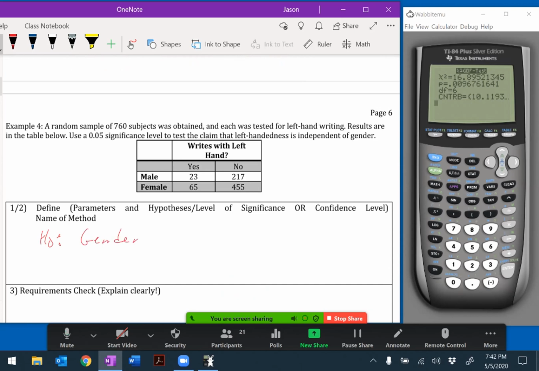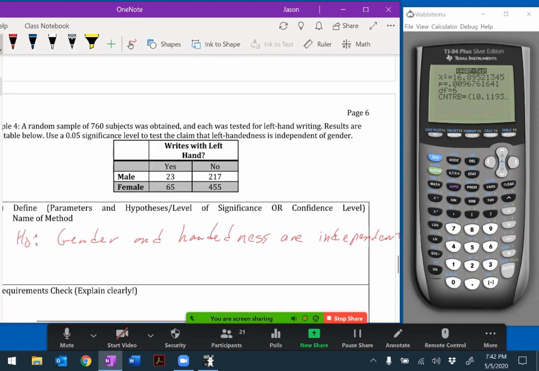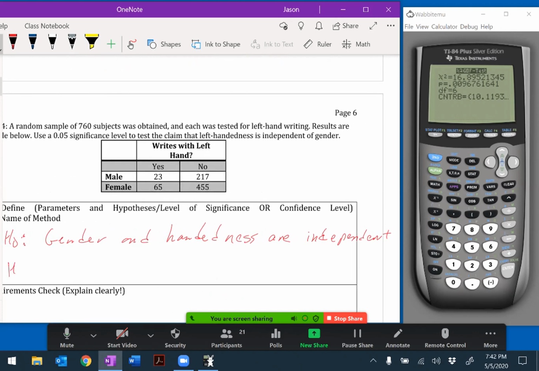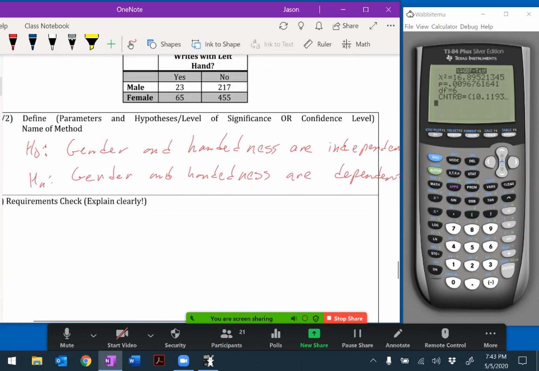So gender and handedness are independent. What's my alternative? Well, that they're not, that they're dependent, that they're correlated. Gender and handedness are dependent. Okay, they're correlated. Okay, check the requirements.